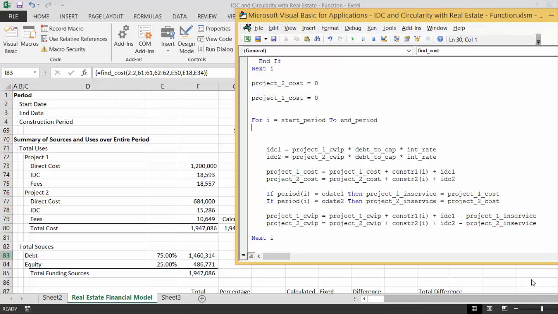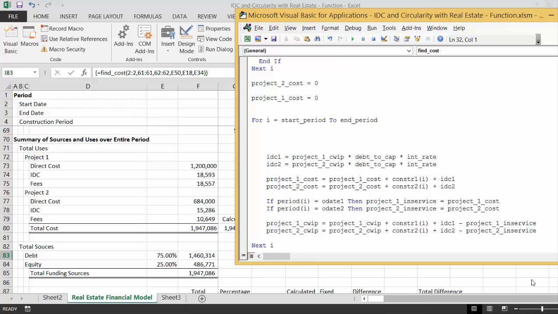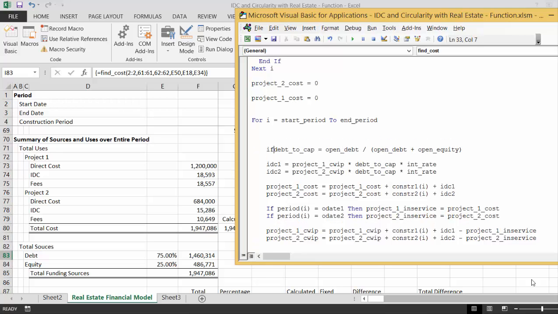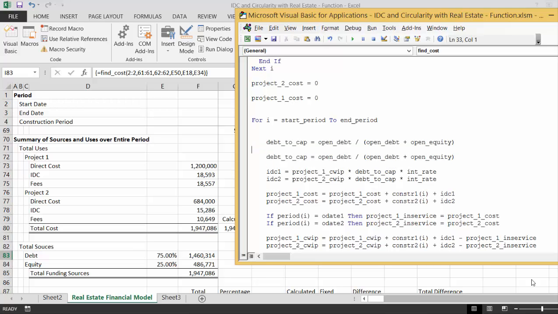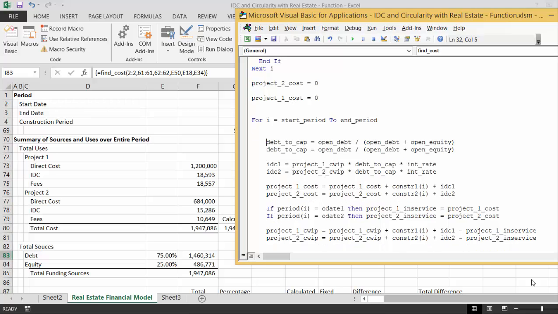The debt to capital is going to be a real pain. Debt to cap equals the opening debt divided by the opening debt plus opening equity. Whenever we do this, we better put an if on open debt. Why don't I just define a total capital.